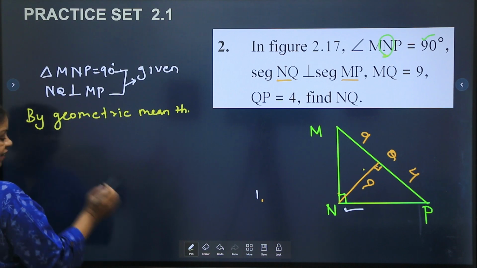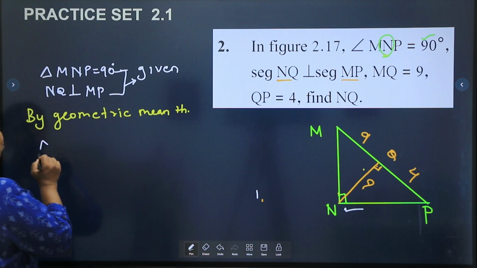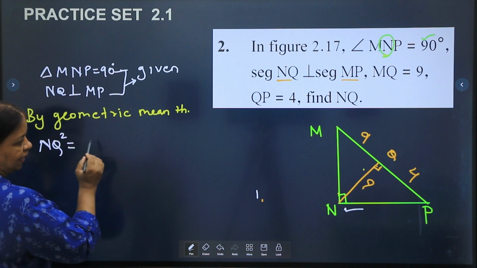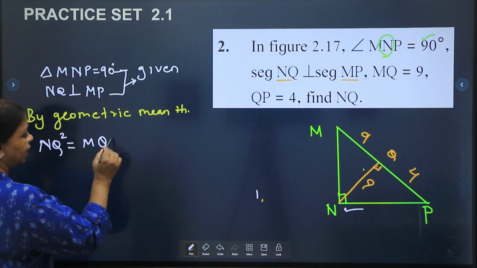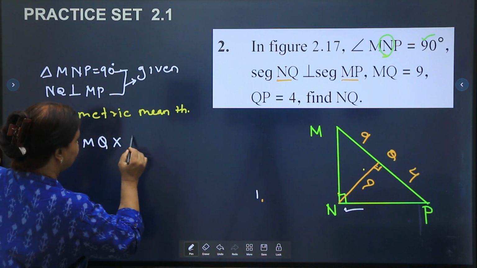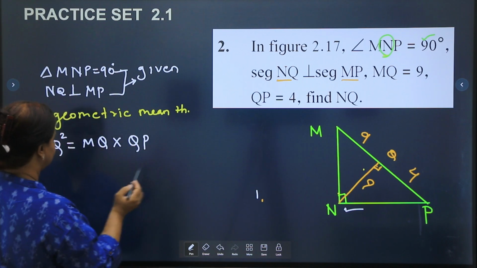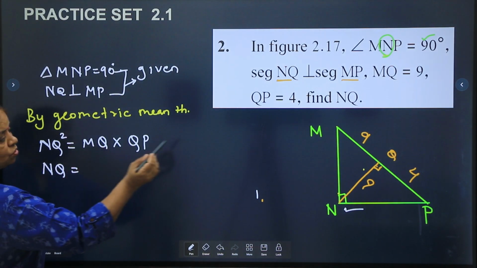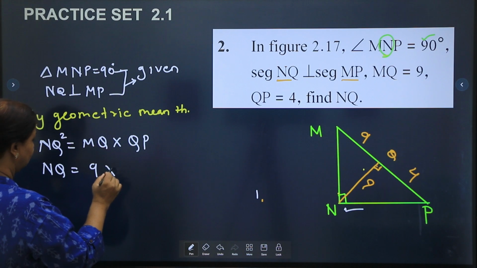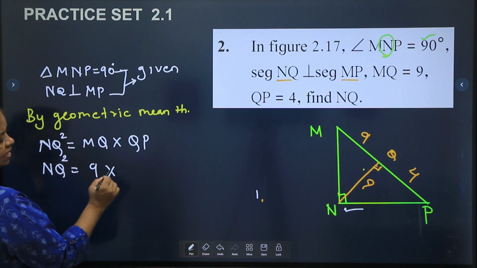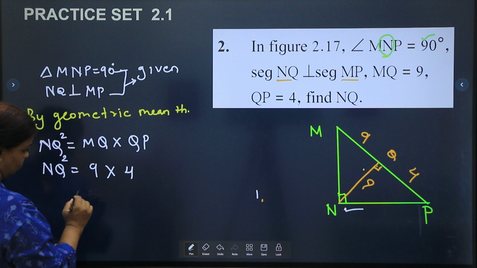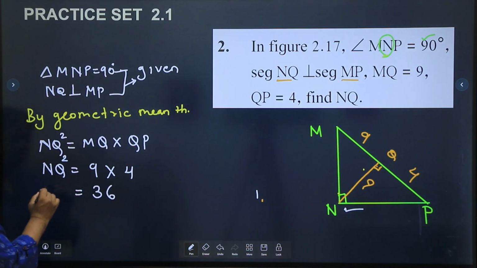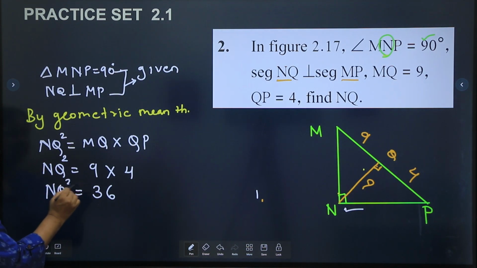So we can write NQ square is equal to MQ into QP. Yes, and now NQ we need to find out, and MQ is how much? 9. NQ square is 9 into 4. 4 9s are 36. So NQ square is equal to 36.